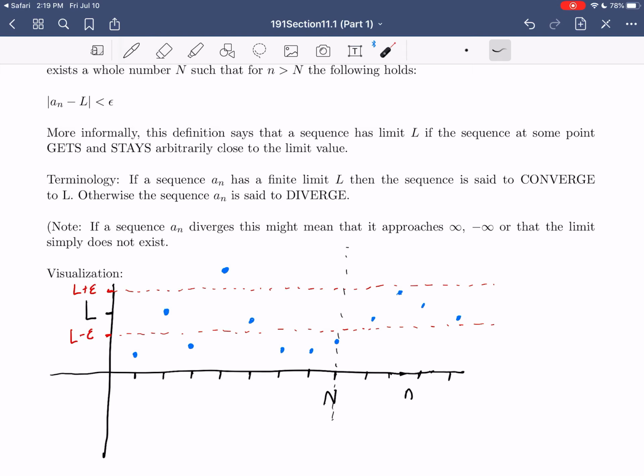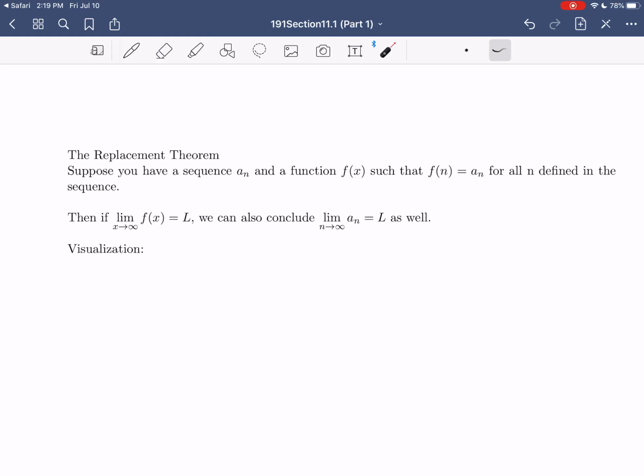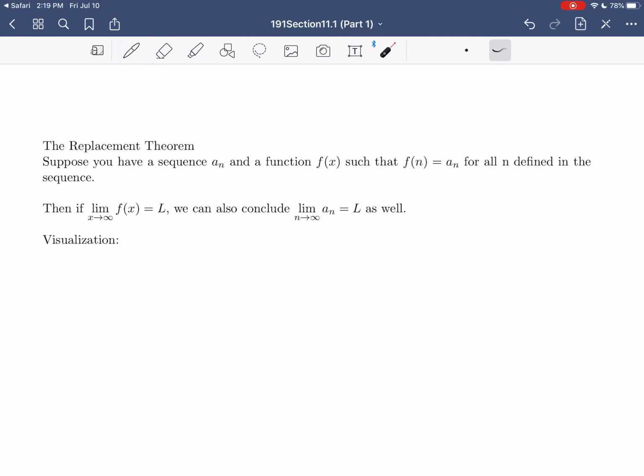Okay. Next thing we want to talk about is, in terms of analyzing sequences, we're almost ready to actually start analyzing the limits of sequences. But there's one really important connection that ties together your understanding of limits of functions with this new concept of the limit of a sequence. So we're going to give this theorem a name. In your textbook, it's just written as a theorem, but we're going to give it a name so that we can reference it very easily. We're going to call it the replacement theorem.